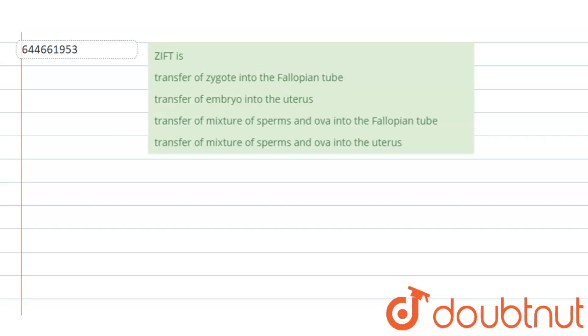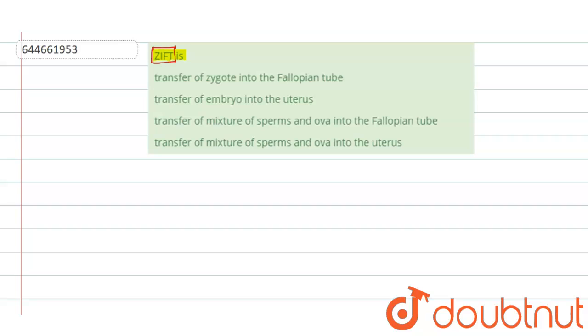Hello everyone. The question that is given over here is: ZIFT is. The first option is transfer of zygote into the fallopian tube. The second option is transfer of embryo into the uterus. The third option is transfer of mixture of sperms and ova into the fallopian tube. And the fourth option is transfer of mixture of sperms and ova into the uterus.